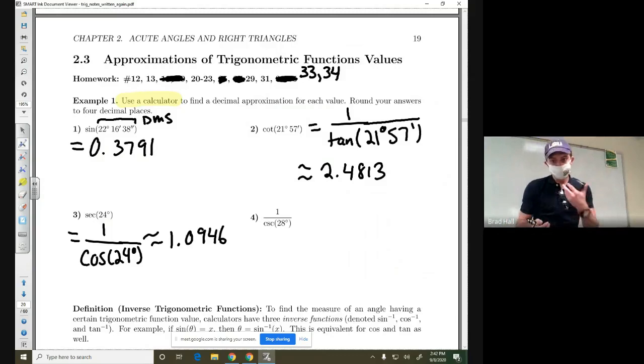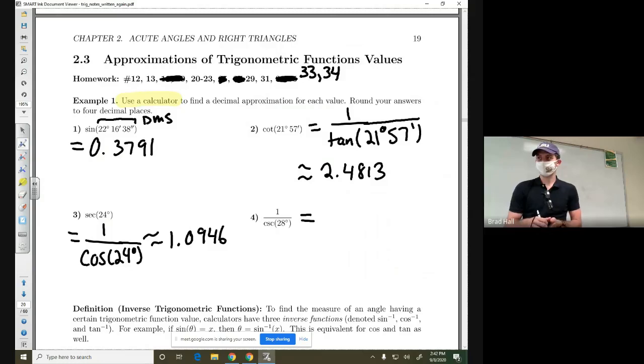So that's it. For problem 4, this one might look weird because there is one of the less familiar trig identities already in the denominator of a fraction. So how do you think we can fix this one?